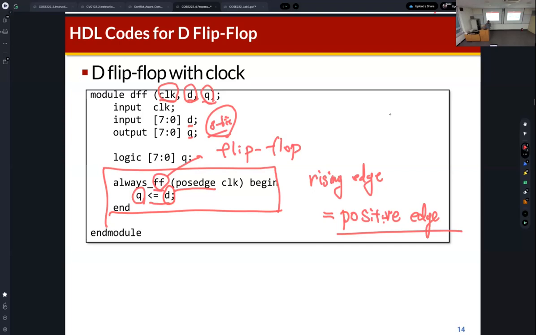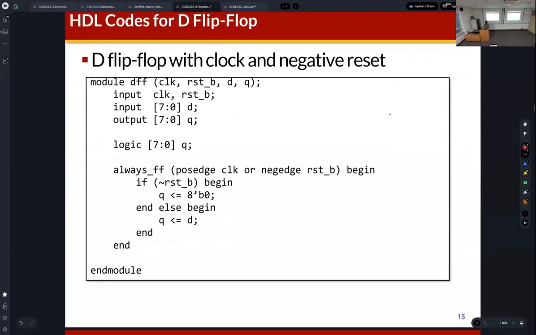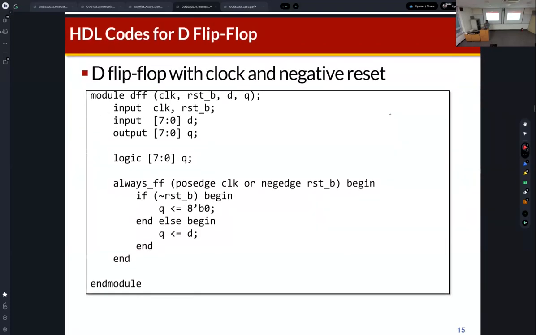So if we just write SystemVerilog code like this, then we can describe a D flip-flop. And this is called a D flip-flop with clock and reset signal. So what is reset?